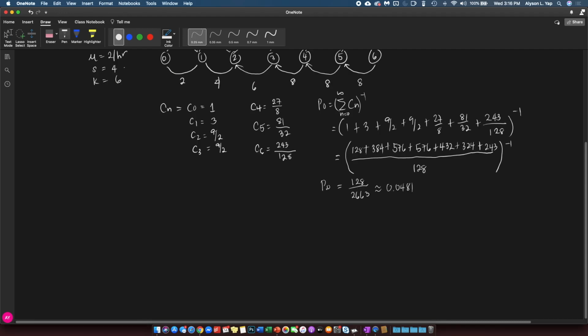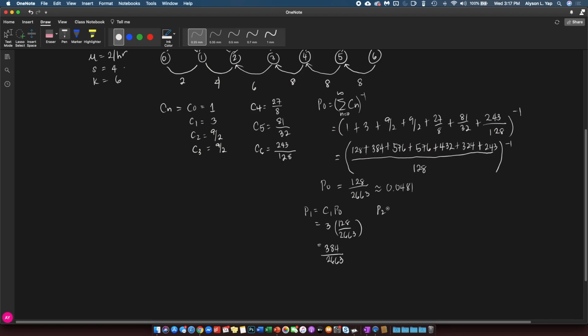And because we now have P sub 0, which is equal to 128 over 2663, then we can get the rest of our P sub n's. So for example, P sub 1 is equal to C sub 1 times P sub 0. So this is equal to, if you get your C sub 1, that's 3 times 128 over 2663. Or in this case, this is equal to 384 over 2663. That's P sub 1.